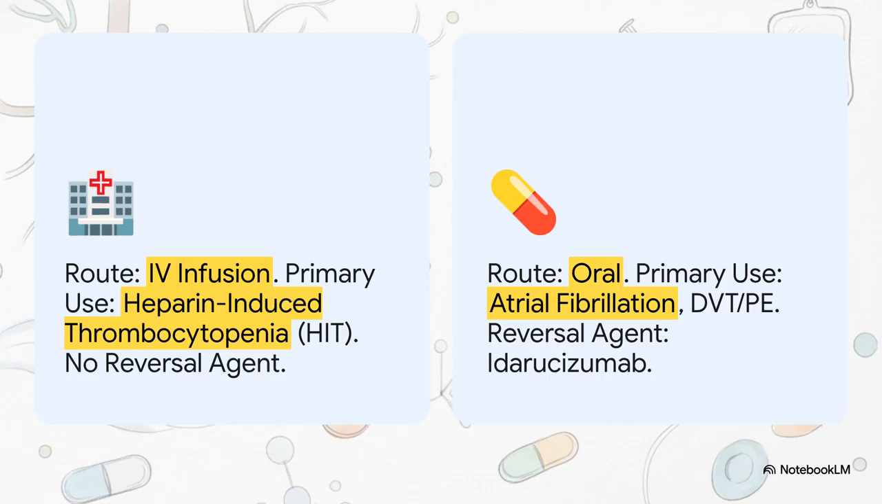You've got argatroban, your IV crisis manager for when a patient develops HIT. Then you have dabigatran, an oral option that gives you anticoagulation without all that intense warfarin monitoring. And a huge plus, it actually has a specific reversal agent.